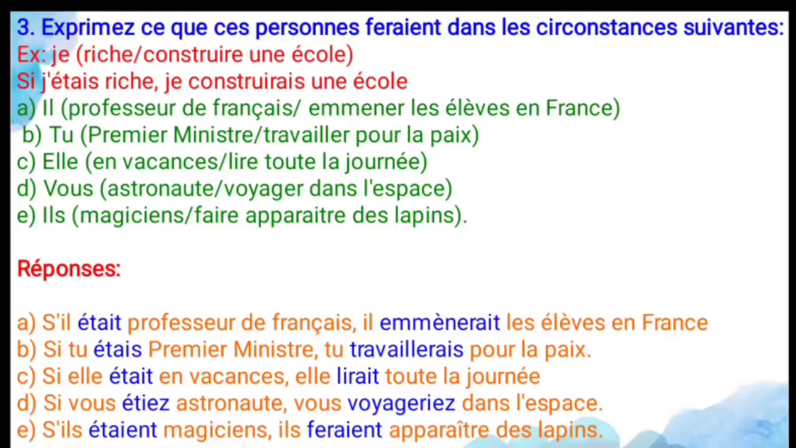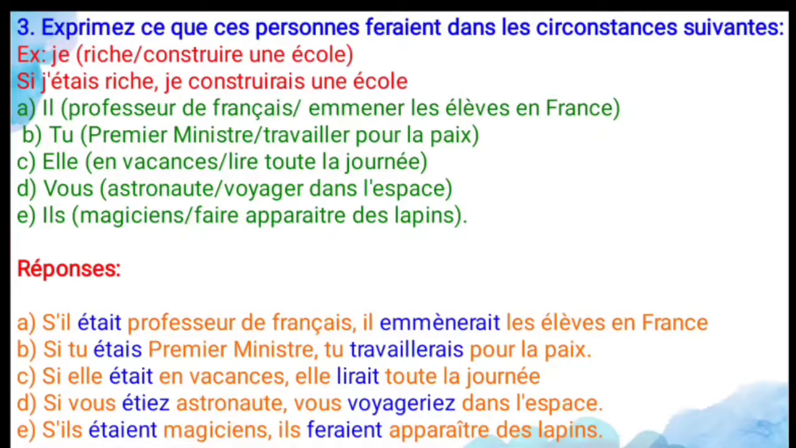So you have to use the verb être conjugation in imperfect tense for all these 5 sentences. So what is the imperfect tense in verb être conjugation? J'étais, tu étais, il était, elle était, nous étions, vous étiez, ils étaient, elles étaient. This is the conjugation for imperfect tense of the verb être. So one, you have to use the verb être conjugation in imperfect tense, and another one you have to use the conditional present only.